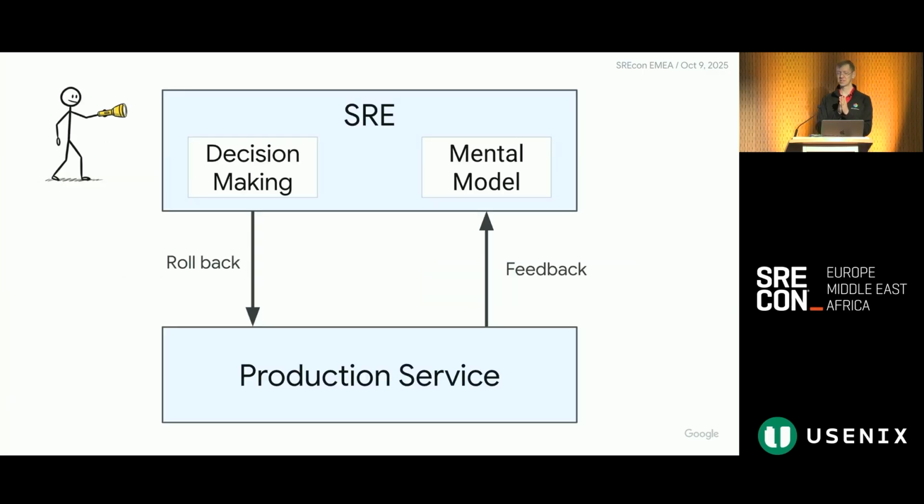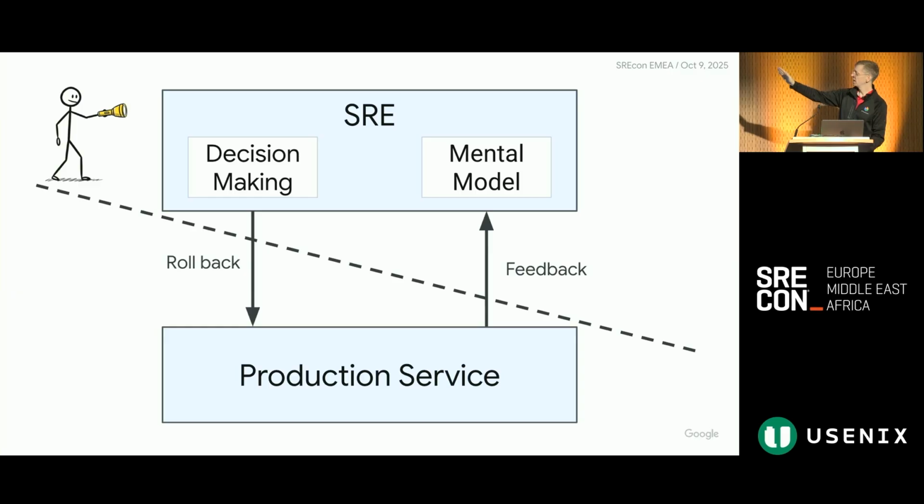Okay, here we see our stick figure pointing the flashlight, showing that once again STPA is going to guide us on where to look. I've drawn a line splitting this control loop into 2 parts, and so far we've mostly been talking about controller issues. So in this case, how does the SRE decide whether to roll back? What is the SRE's mental model of production health? Is it accurate? You could also have issues with feedback to the SRE.